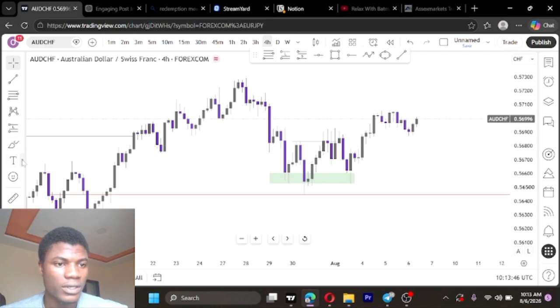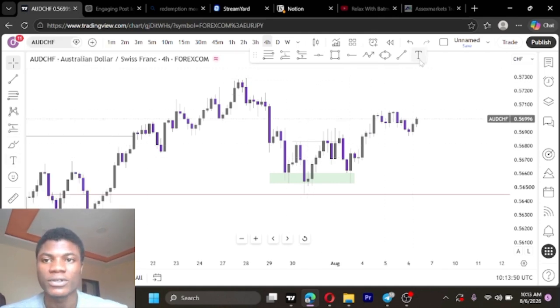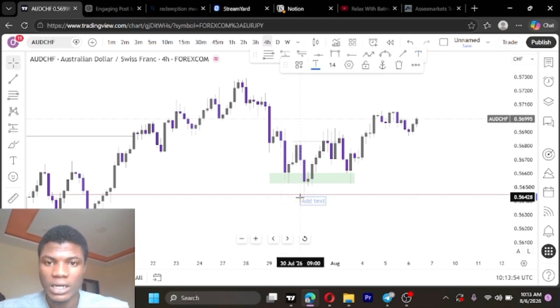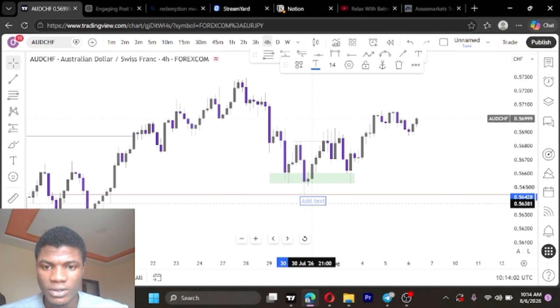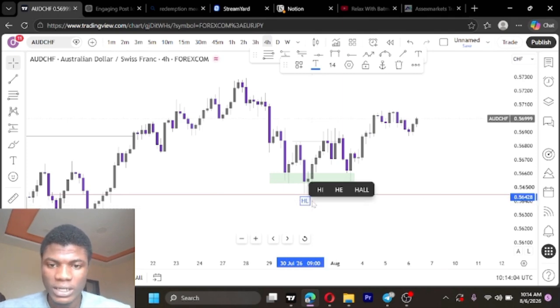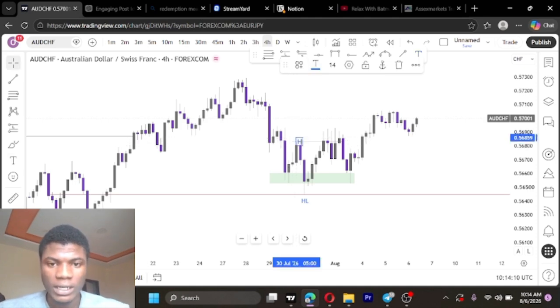Market is in an uptrend, and what do we have in an uptrend? We have a higher low and higher high and higher low. So if this guy is our higher low, then this is our higher high, for us to see our swing.